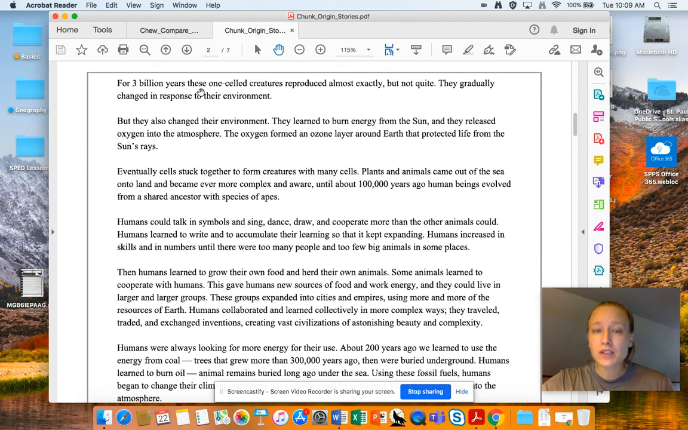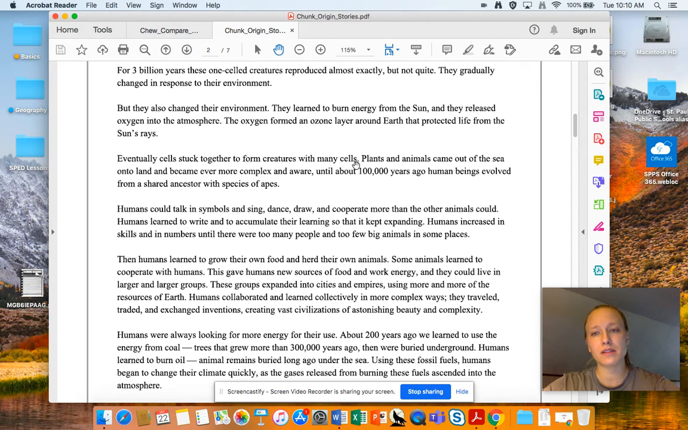About 3 billion years ago, these one-celled creatures reproduced almost exactly, but not quite. They gradually changed in response to the environment, but they also changed their environment. They learned to burn energy from the sun, and they released oxygen into the atmosphere. The oxygen formed an ozone layer around Earth that protected life from the sun's rays. Eventually, cells stuck together to form creatures with many cells. Plants and animals came out of the sea onto land and became more complex and aware until about 100,000 years ago, human beings evolved from a shared ancestor with species of apes.